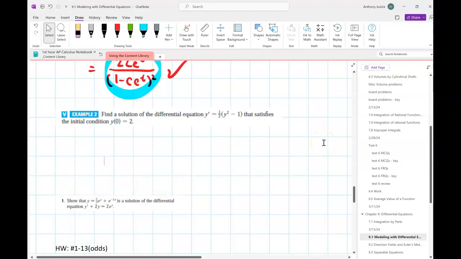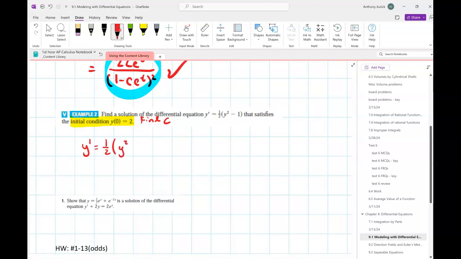Okay, here it says to find a solution for the differential equation that satisfies the initial condition that y of 0 is equal to 2. When you see an initial condition like this, we know that all that's going to be used for is just to find the value for c. So whenever you're given an initial condition with a differential equation, that's just to figure out what c is. Okay. So we have y prime equals 1/2 y squared minus 1.